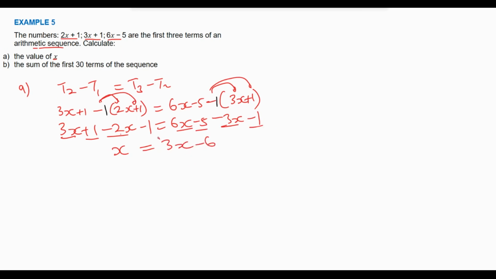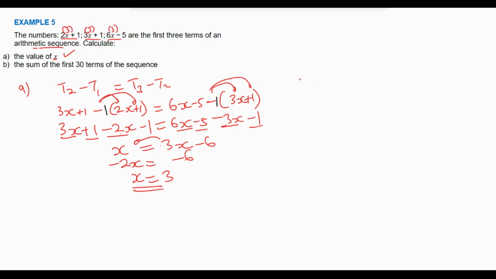Right, then we can transpose this. x minus 3x, that is negative 2x, is equal to negative 6. Therefore, x is equal to 3. Okay, so we've managed to answer the first question, x is equal to 3. So from this T1, where there's x, we put 3. Then T2, where there's x, we put 3. Then T3, where there's x, we put 3 there.